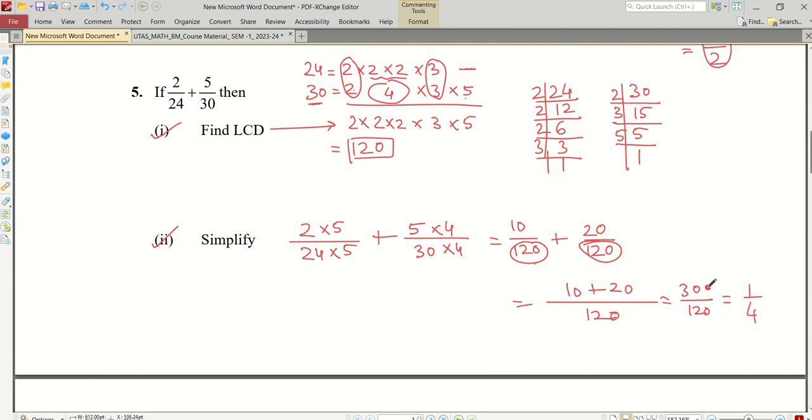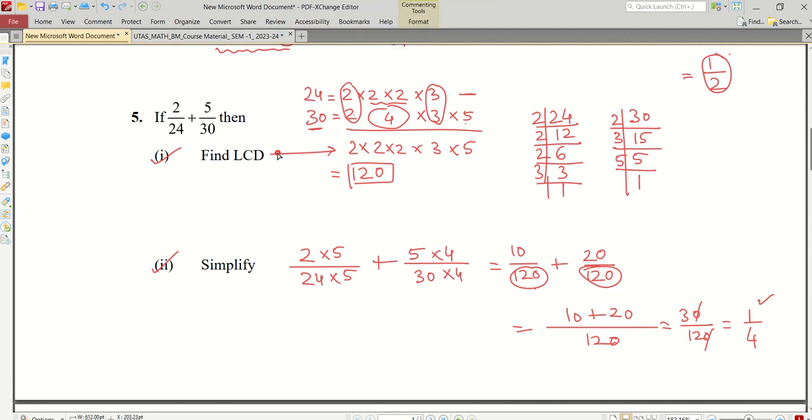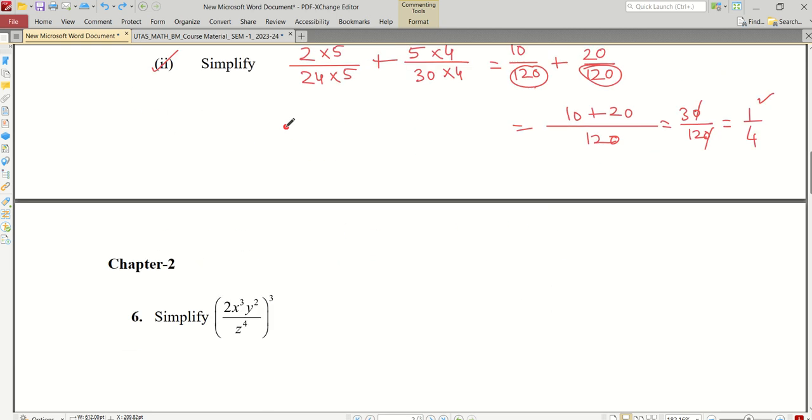You can divide by 2. 0 will be cancelled by 0. Then divide by 3. So you will get 1 by 4 as the answer. Okay, so this is how you can solve the addition and subtraction of fractions.